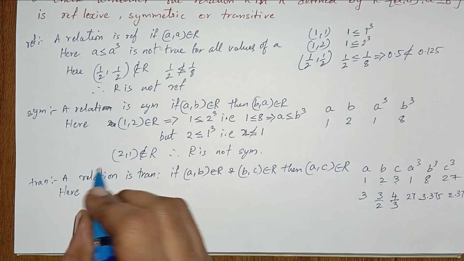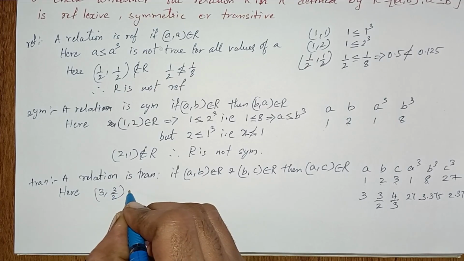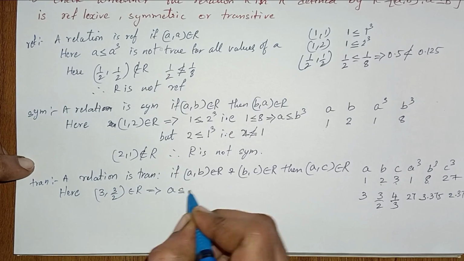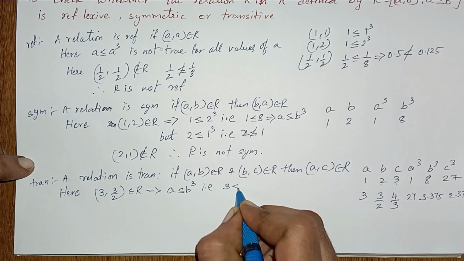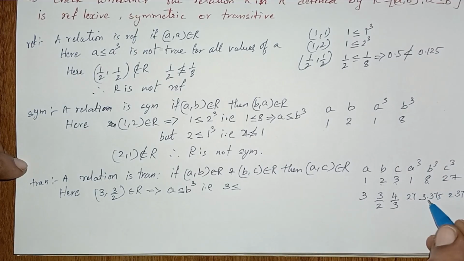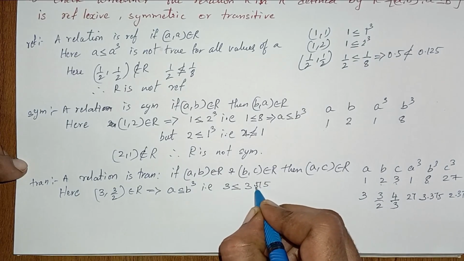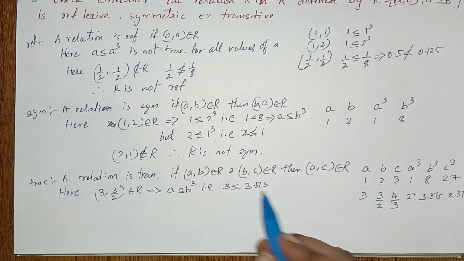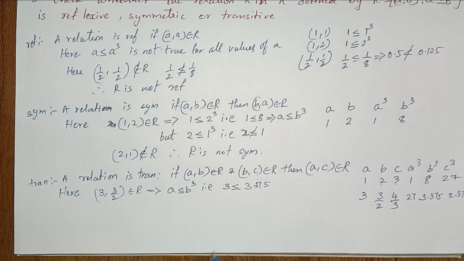So here, (3, 3/2) belongs to R. That is, a is less than or equal to b cube. That is nothing but 3 is less than or equal to b cube, and b cube is (3/2) cube, which is 3.375. So 3 is less than 3.375. So (3, 3/2) belongs to R.